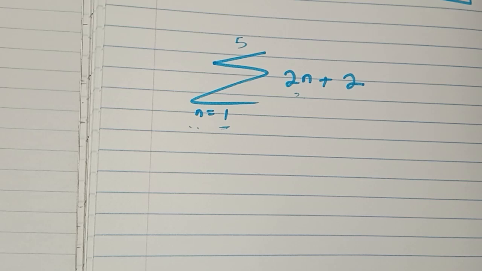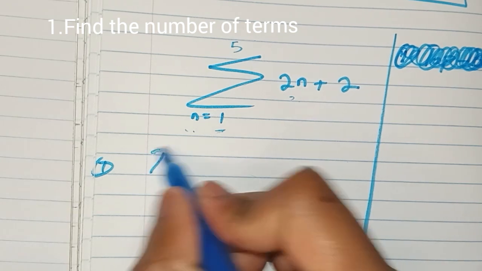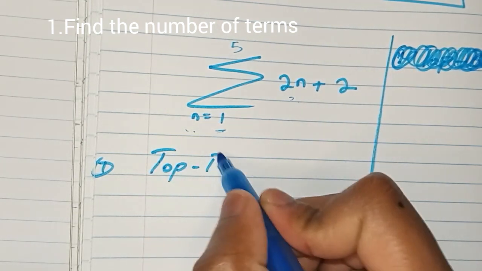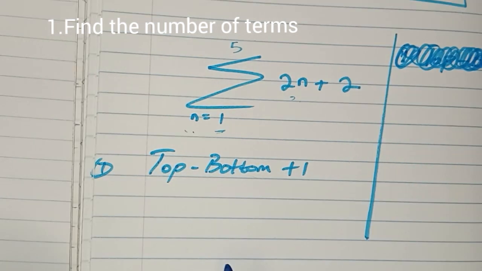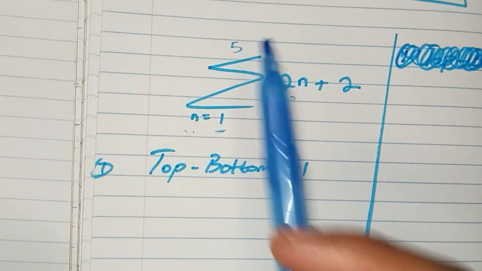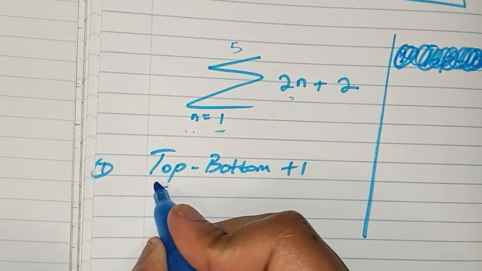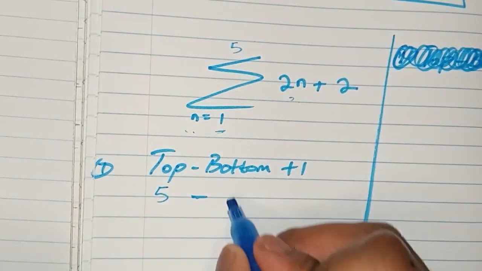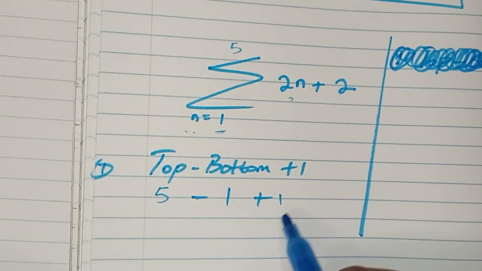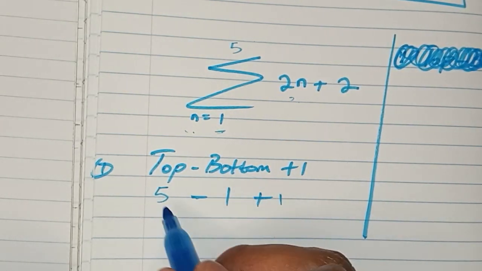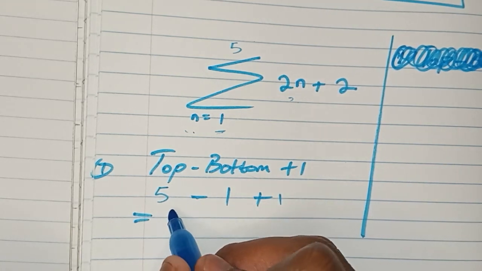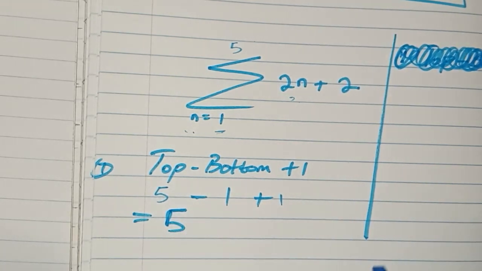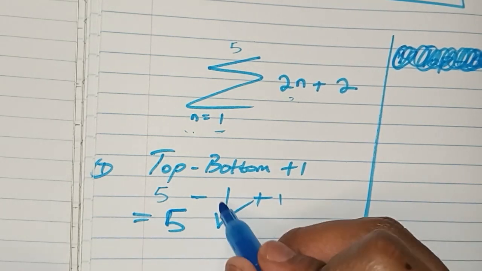All right, step number 1, determine the number of terms in the series, right? For this, we say top minus bottom plus 1, right? So the top that we're talking about is this one, the 5. We will say 5 minus 1 and plus 1. Now this one is just going to be 0, so the number of terms that are present in the series are 5, right? So step number 1 done.